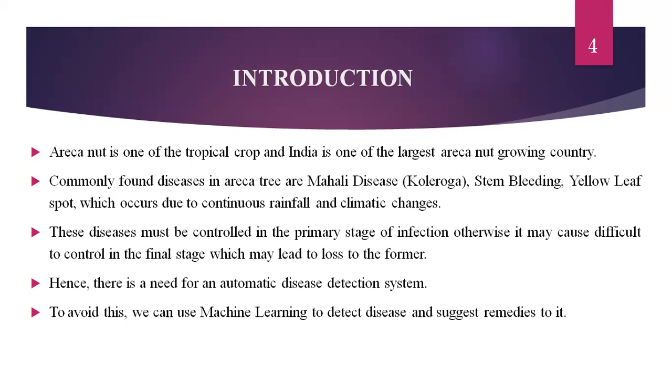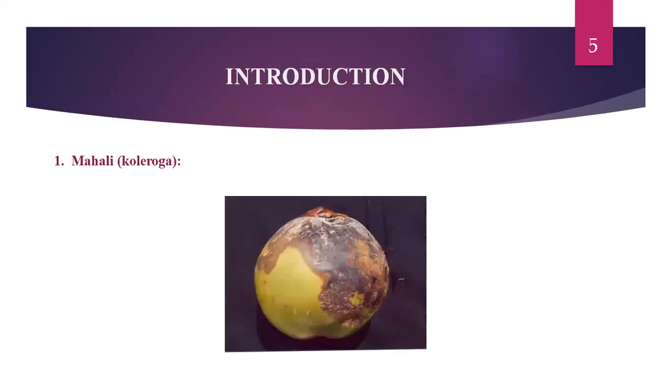This work is based on arecanut crops. Arecanut is one of the tropical crops and another name for arecanut is betel nut. India is one of the largest arecanut growing countries. Arecanut is also infected by several diseases, and the most common diseases found are, first, Mahali cholera. This disease is caused by the fungus called Phytophthora arecae. This disease occurs mainly in high rainfall areas like Kerala and Karnataka. Darkened nuts, fallen nuts, and lighter weight are the symptoms of this Mahali cholera disease.